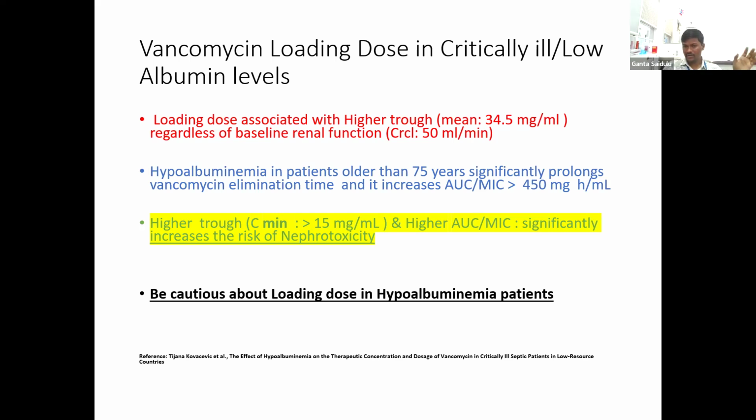Apart from that, for other antibiotics, if the patient has hypoalbuminemia and you are giving loading doses, you should be cautious about nephrotoxicity in that particular patient. Otherwise, if the patient has normal albumin levels, no need to worry about the loading dose of vancomycin. You can give the full loading dose, 25 to 30 mg per kg. But you should still be cautious about nephrotoxicity, because we can achieve higher trough levels with the loading doses.